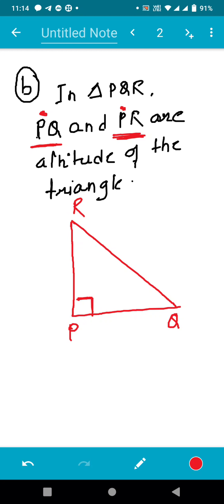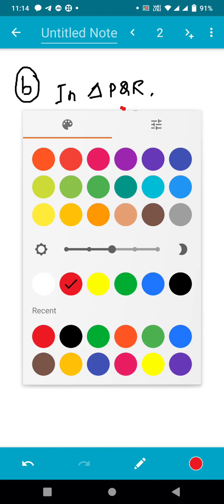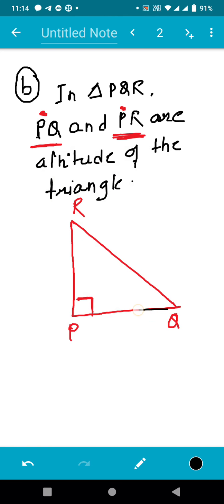Now if you draw this figure in this way, we'll observe that PQ is also perpendicular. Now if you see in this way, this is PQ. So PQ is 90 degree on the side PR, isn't it? And if you see PR, PR is also 90 degree on the side PQ. So in both the ways, these two lines, that is PQ and PR, are altitudes of triangle PQR. Fine. So this is the required figure, students.